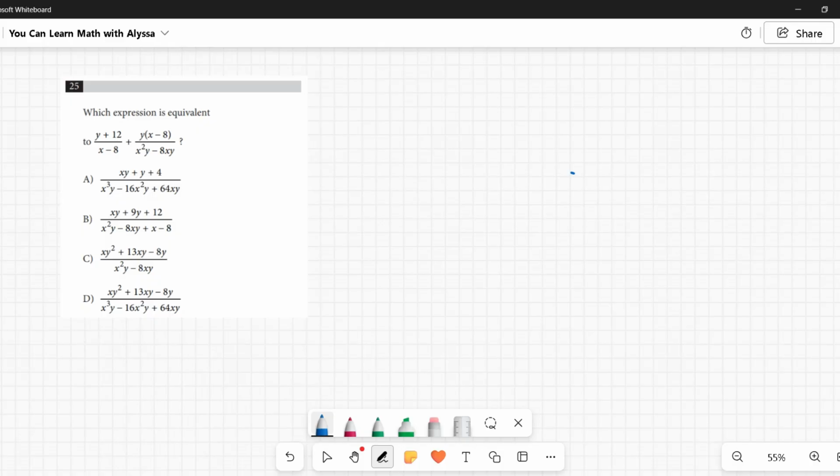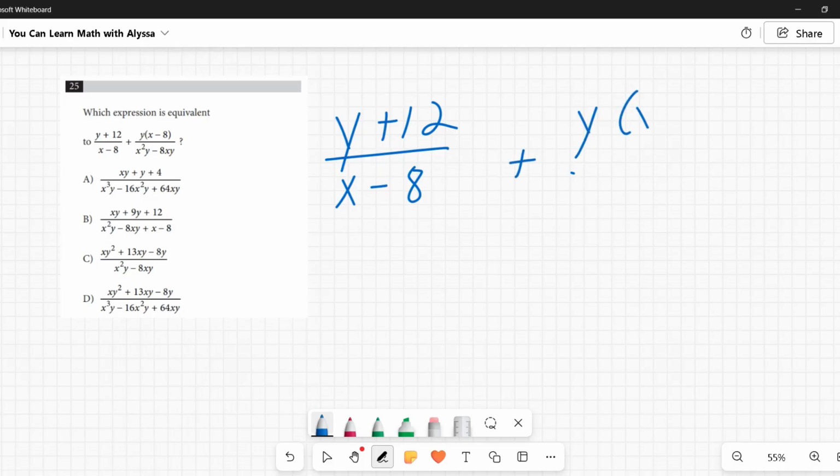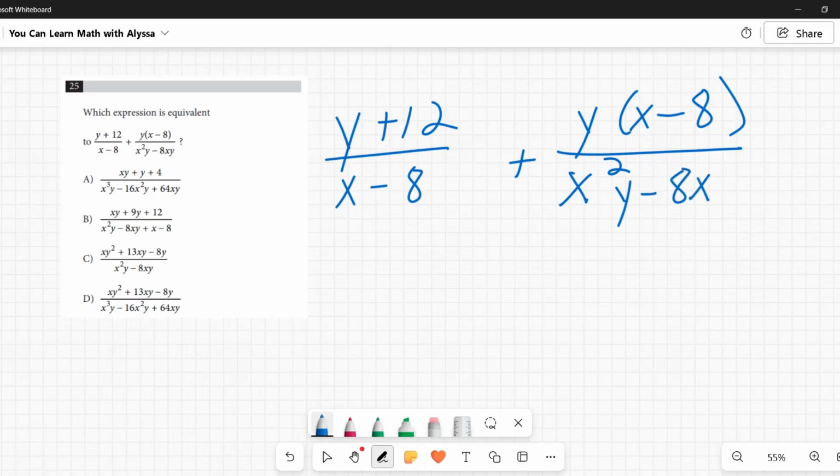All right, so on the left, I have my (y + 12)/(x - 8). And on the right, I have y times (x - 8) over x²y - 8xy. That 8 went crazy as my stylus jumped. There we go. So I have two things I need to do. I need to simplify that, or distribute that, I should say. And then I need to make these two match.